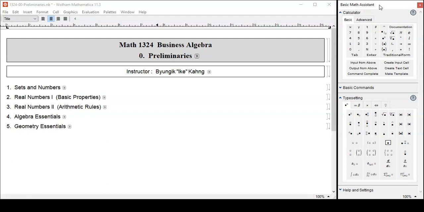Okay, so much for section 3, and we're going to deal with section 4 and section 5 in separate videos. Let's stop here.